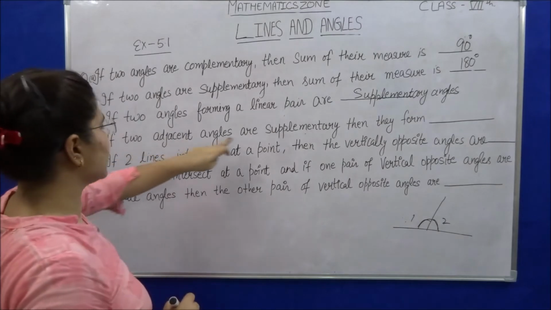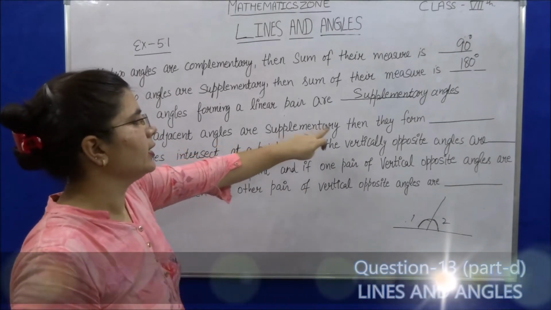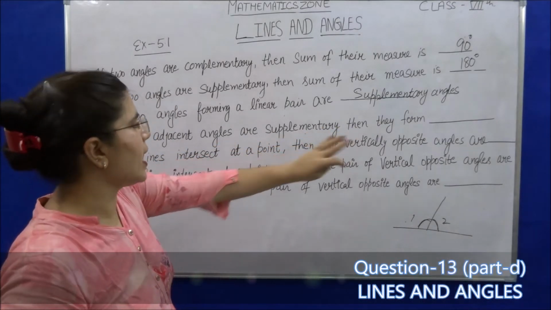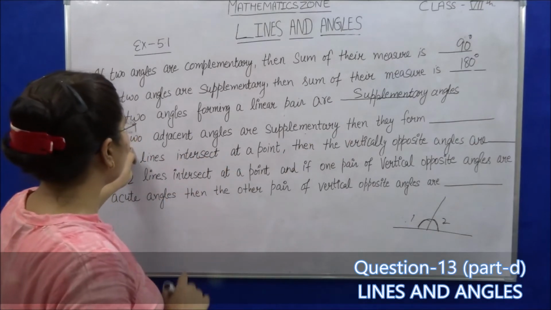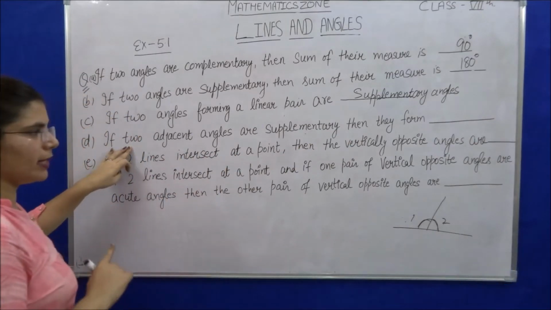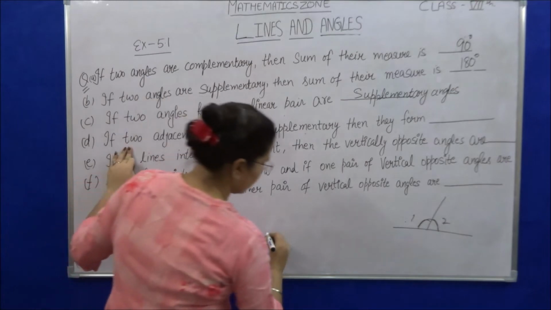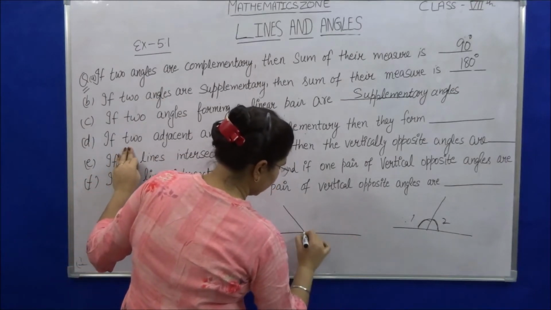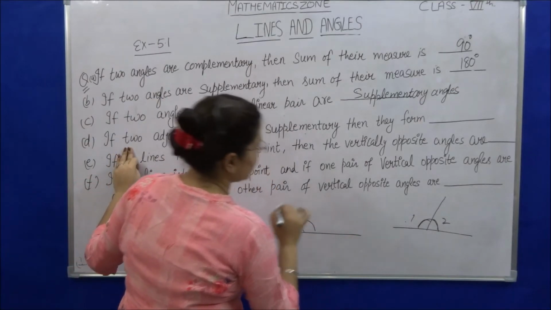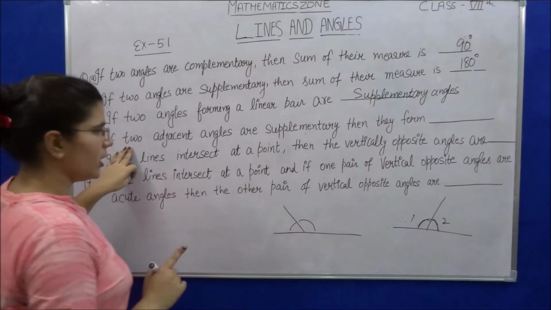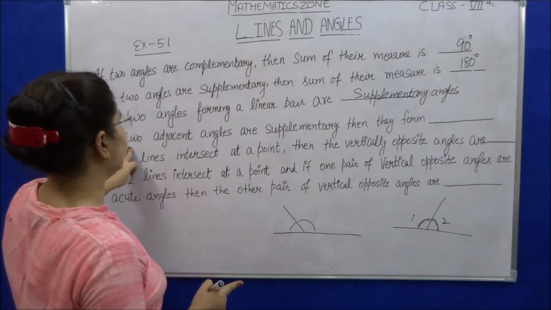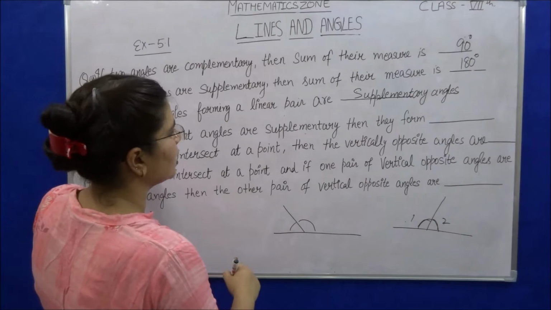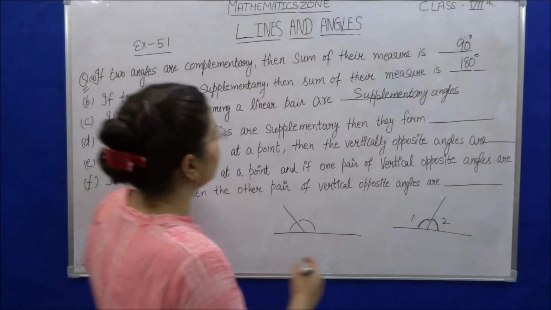If two adjacent angles are supplementary, then they form dash. अगर दो adjacent angles supplementary हैं, means if we consider these two angles, then if they both are supplementary and are adjacent, then they form a linear pair.